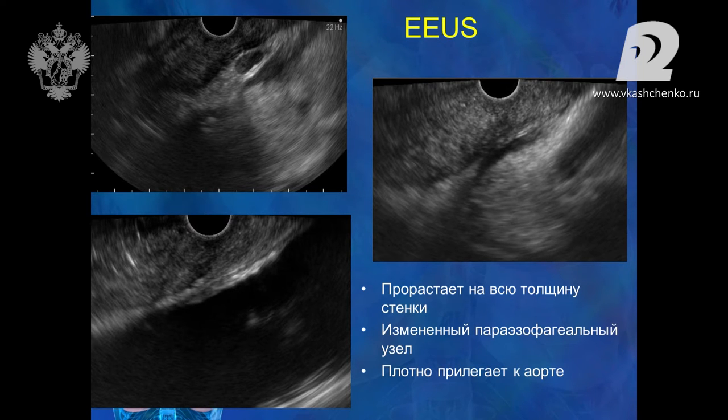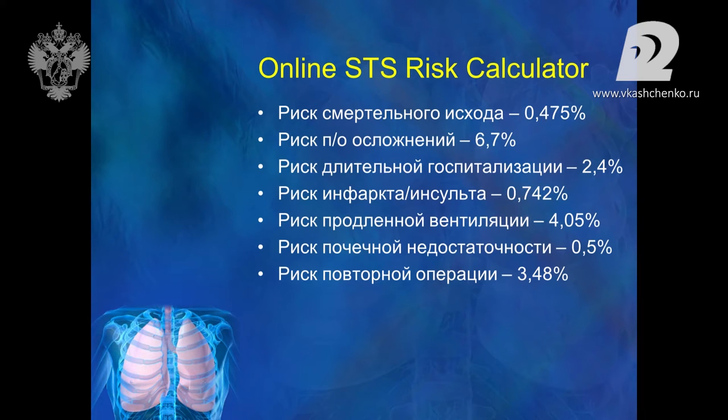Endoscopic ultrasound. Three pictures: top left one, you can see a lymph node that is changed. Then you can see to the right how the tumor is penetrating the wall, including muscles and adventitia. And the black part is the aorta, and the tumor is seen quite clearly. It's a more whitish color, so we can think about a connection between the tumor and the aorta.